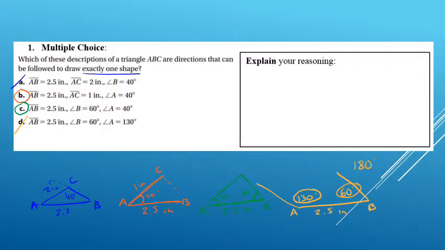So again, you're going to want to talk here and explain your reasoning about how B and C will work, and talking about how in one we know a side, an angle, and a side. In the other we know a side and an angle and an angle. And so those are combinations that produce only one triangle.